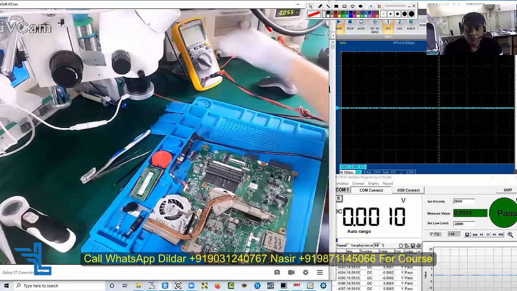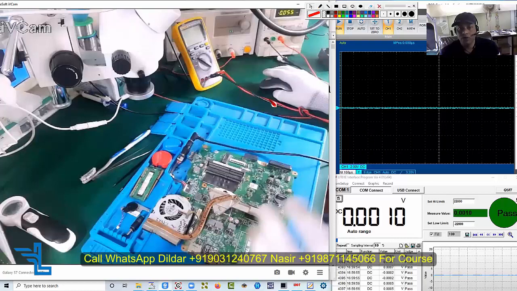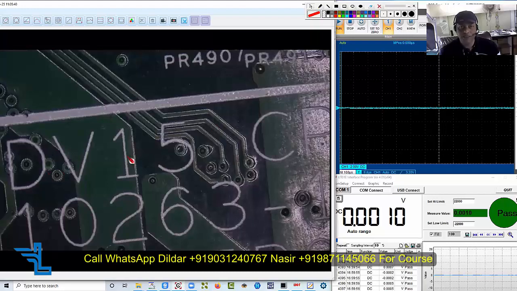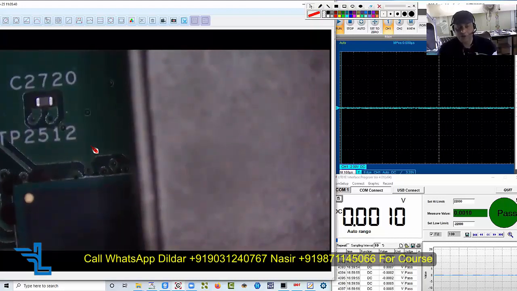Now let me switch the camera and show you clearer pictures. So friends, as you can see, this is the model number of the motherboard, DV15CP, and the problem I have also mentioned here for your convenience.